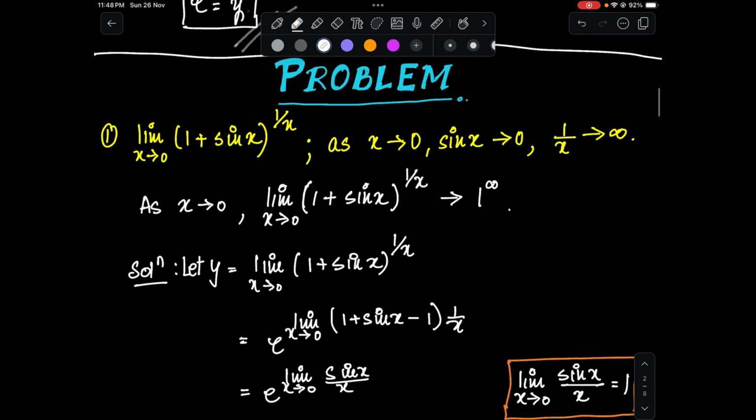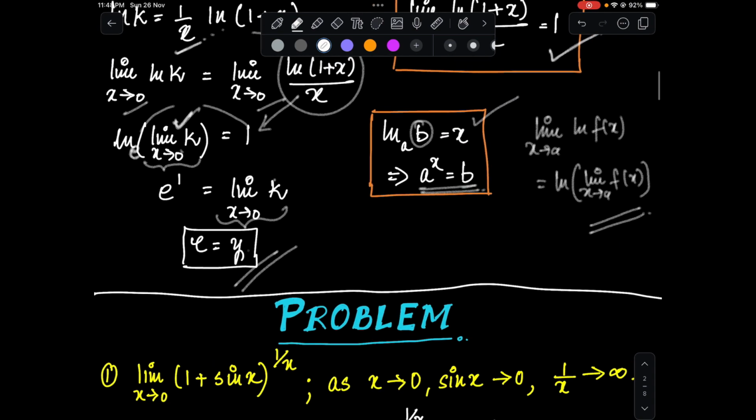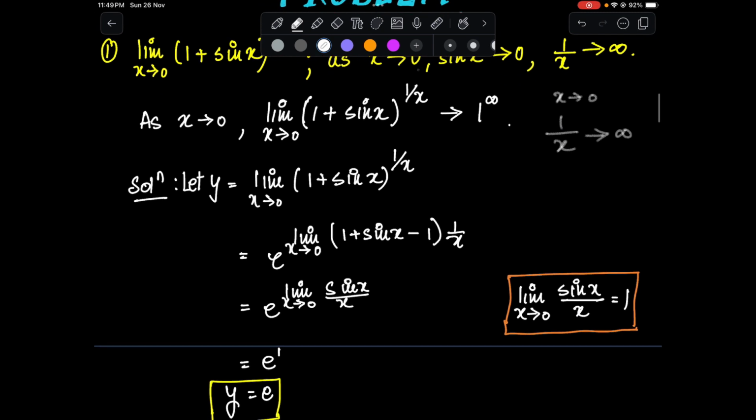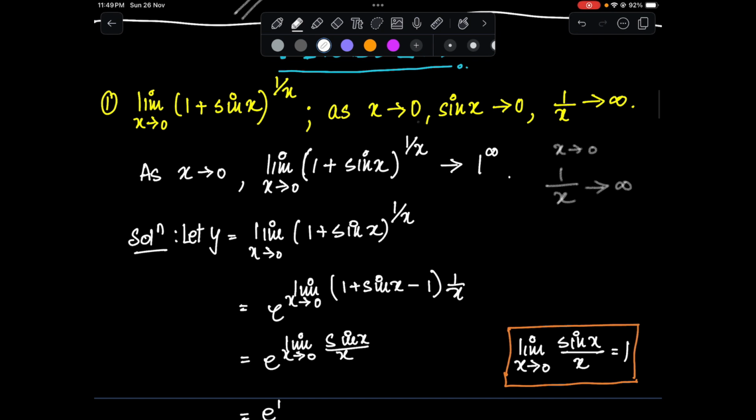Now let's come to problems quickly. You can see the question, you can pause and try it by yourself. This is limit x tends to 0 of (1 + sin x) whole power 1 by x. The condition which we already know is sin x goes to 0 as x goes to 0, and 1 by x goes to infinity as x tends to 0. Right? We already know this. So I can very well tell that it is in the form of 1 to the power infinity.